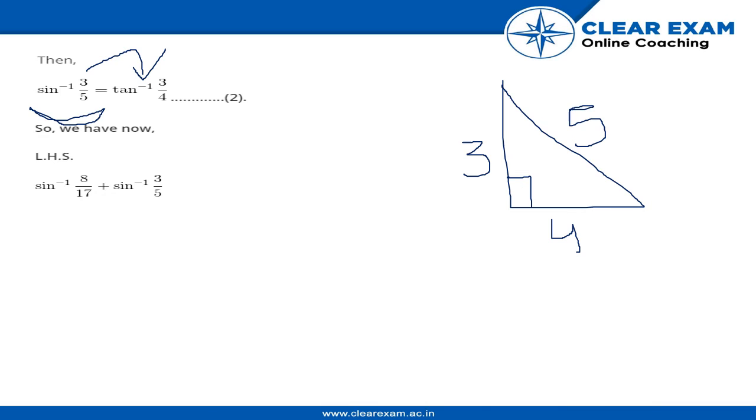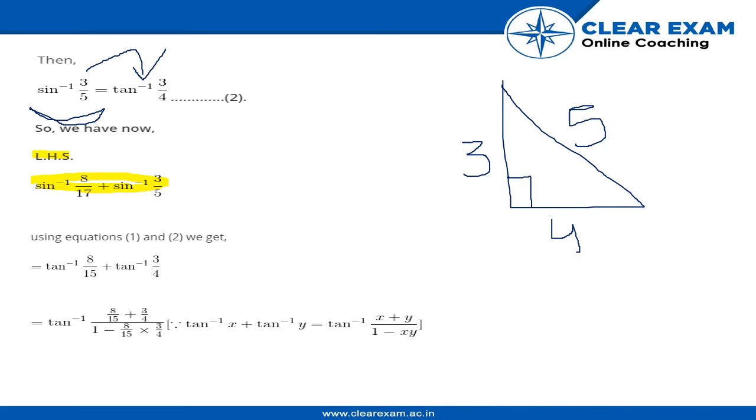So what's our next step? Our next step is that we take our LHS. Our LHS was sin inverse of 8 by 17 plus sin inverse 3 by 5. So what do we do now? We replace both these sin inverse terms by their corresponding tan inverse terms. So what do we get? We get tan inverse of 8 by 15 plus tan inverse of 3 by 4.